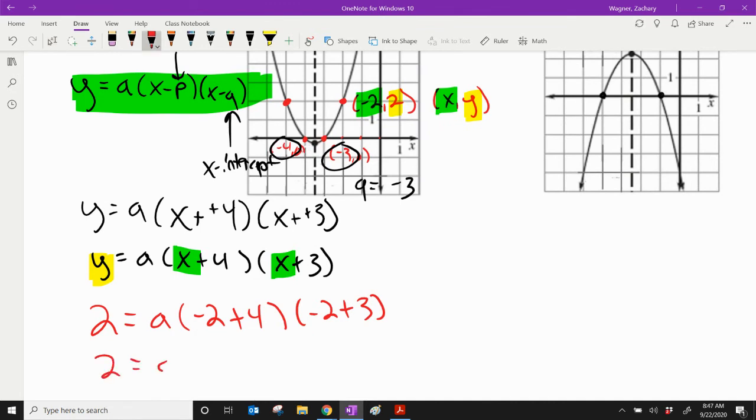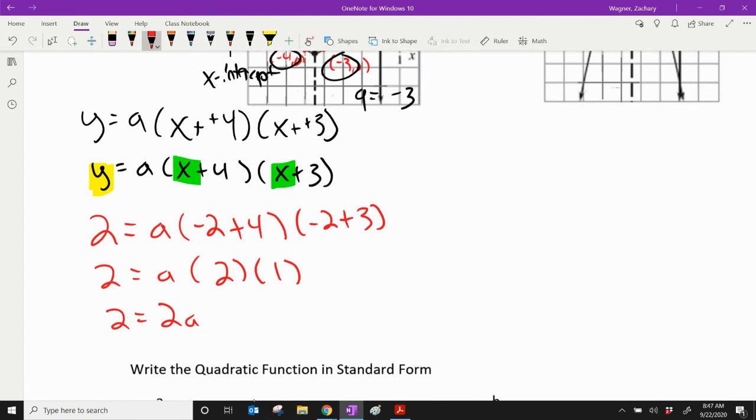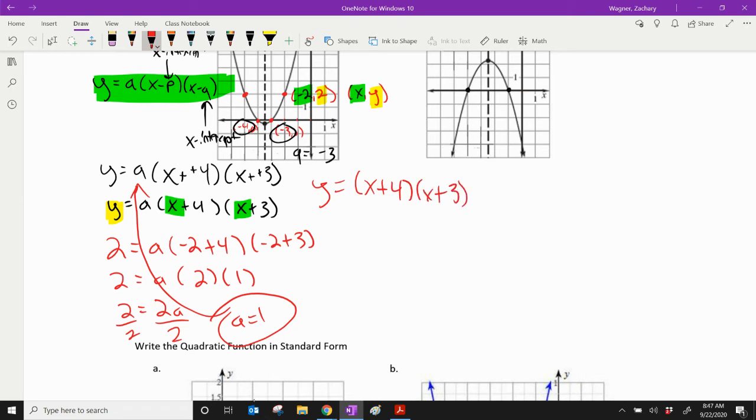At this point, we simplify. 2 equals a times negative 2 plus 4 is 2. Negative 2 plus 3 is 1. 2 times 1 times a is 2a. And if 2a equals 2, you divide both sides by 2, a equals 1. You take that value, you plug it in right here. My final answer is y equals 1, which I'm not going to write the 1, because you do not have to write 1 when you're multiplying it. x plus 4 times x plus 3. Nice. We move on.